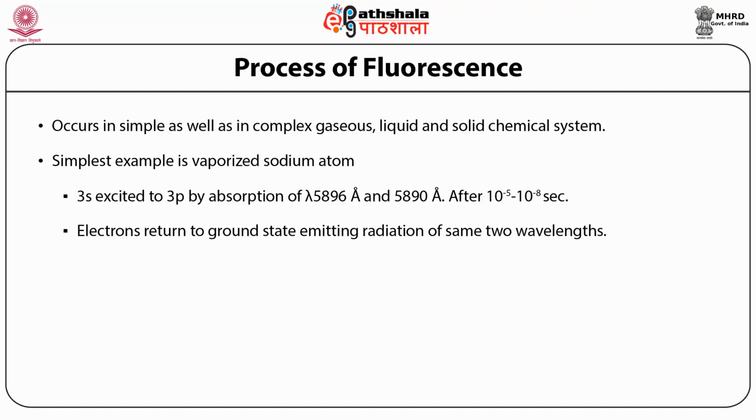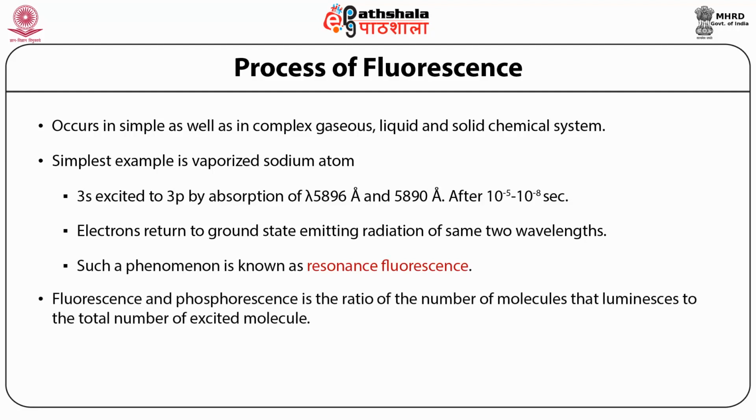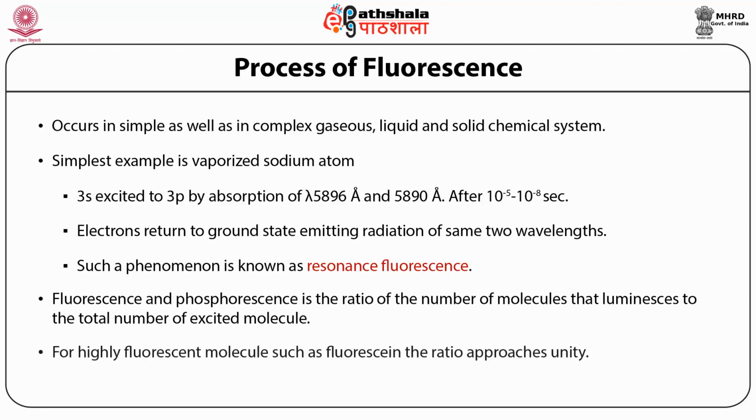This only happens within 10 to the power minus 5 to minus 8 seconds. Such a phenomenon is known as resonance fluorescence. The fluorescence and phosphorescence quantum yield is the ratio of the number of molecules that luminesce to the total number of excited molecules, because it's not always that all the molecules which are excited will fluoresce. For highly fluorescent molecules such as fluorescein, the ratio approaches unity.